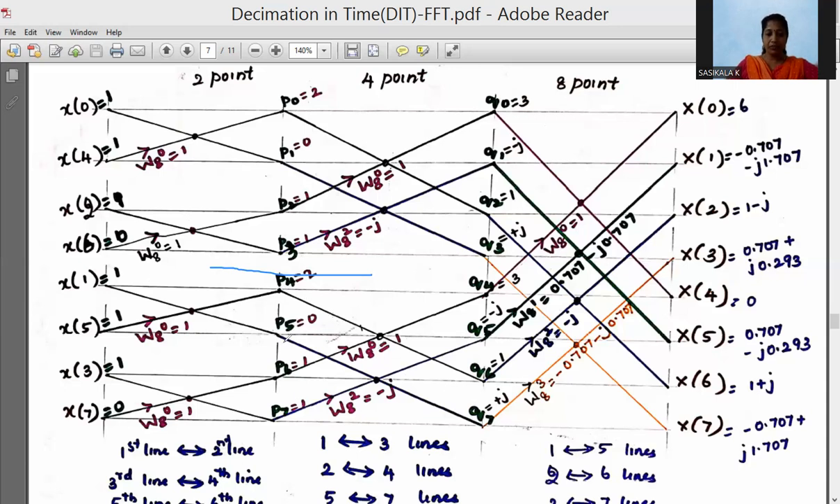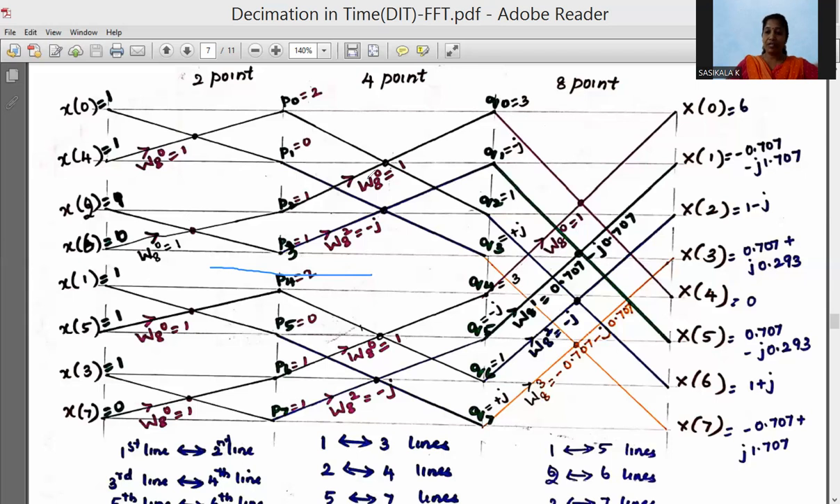Similarly, come to the next 4 lines. This is your 5th line, 6th line, 7th line and 8th line. Connect the 5th line and 7th line; the 5th line is connected to the 7th line, and here also, put a dot and write W8 power 0. Since this is a 4 point, we have divided these 8 lines into two sets of 4 lines, the first 4 lines and the second 4 lines. In the first 4 lines, I am having 2 butterflies.